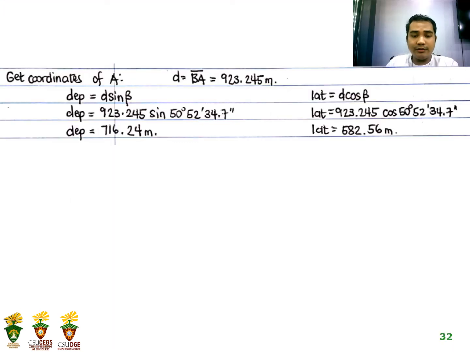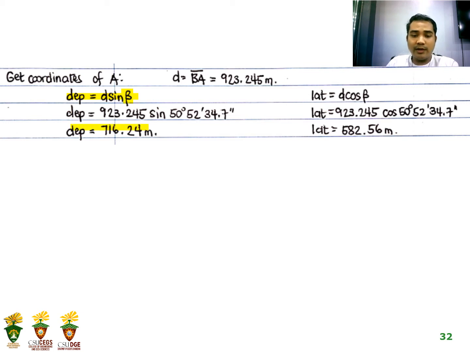Next, we are going to get the coordinates of A. For that, we are given the distance BA, which is 923.245 meters. To get the coordinates of A, we first need the latitude and departure calculations. For departure, we have this formula: departure equals BA sine beta, where beta is what we denoted earlier from the azimuth of B to A. Substituting the values, departure equals 923.245 sine 50 degrees, 52 minutes, and 34.7 seconds, resulting in a departure value of 716.24 meters.